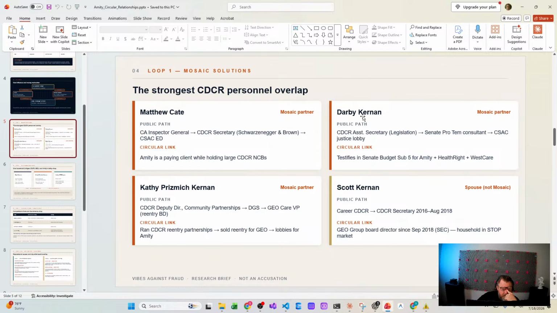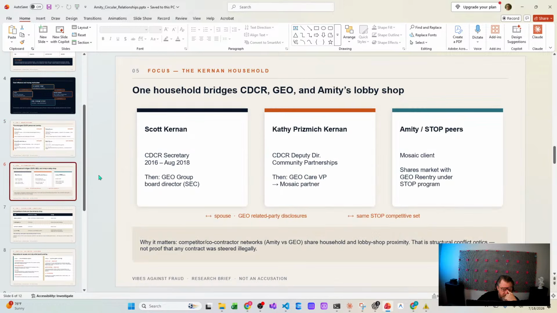Scott Kernan. Scott and Darby Kernan and Kathy Kernan. Okay, why are all three of these? GEO Group Director. GEO was that public prison company, I think. So he was a director for the California Corrections until August of 2018, and then he joins the board of GEO in September. Unbelievable.